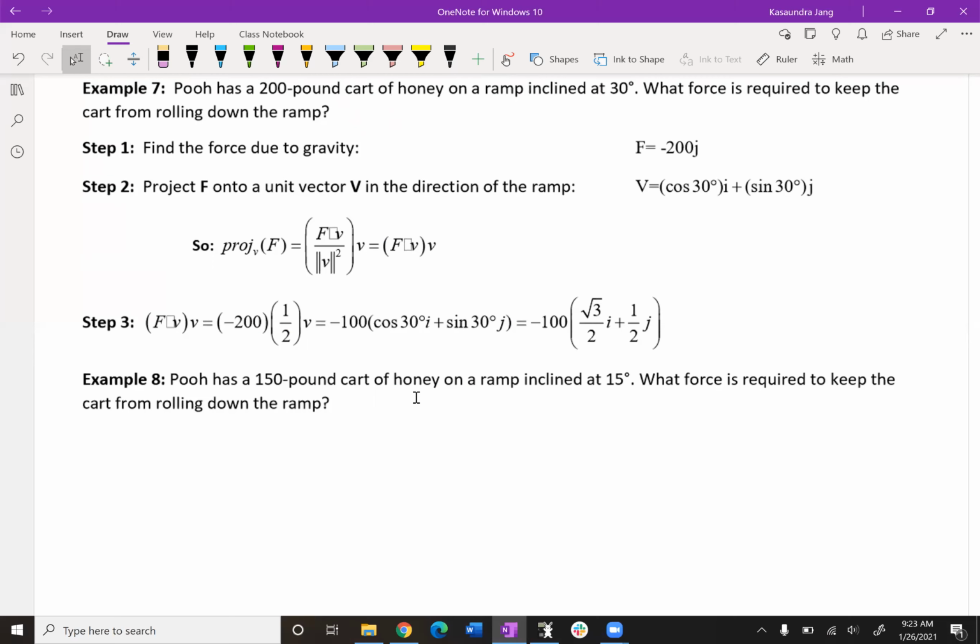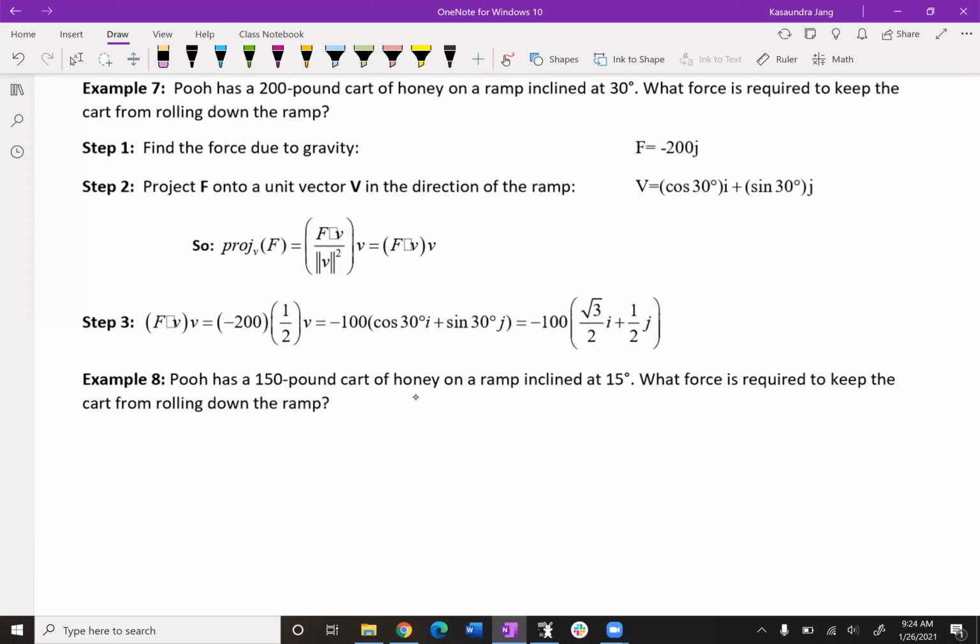They'll say, okay, so Pooh has a 200-pound cart of honey on a ramp inclined at 30 degrees. What force is required to keep the cart from rolling down the ramp? The first thing they do is find the force, which here is my J, because they use the word down. My I's are like my X's, horizontal. The J's are like my Y's, vertical. So I would have a -200 J, going down by 200. And then you've got this V vector here. They're using their 30 degrees. There's your ramp inclined at 30 degrees.